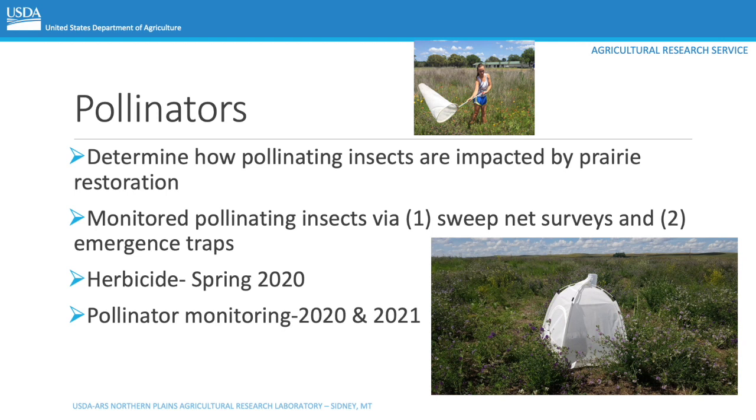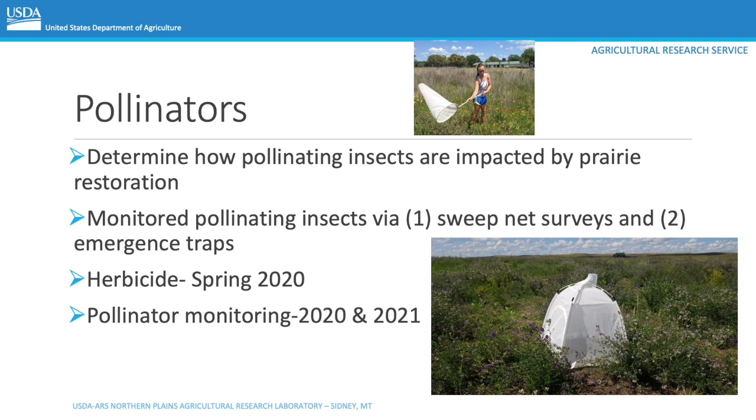And so I monitored pollinating insects in two manners. I did sweep net surveys in which I collected insects that were actively visiting flowering plants. And then I used something called an emergence trap, and that's your bottom right photo. It looks like a small little white tent. There is not a bottom to it.